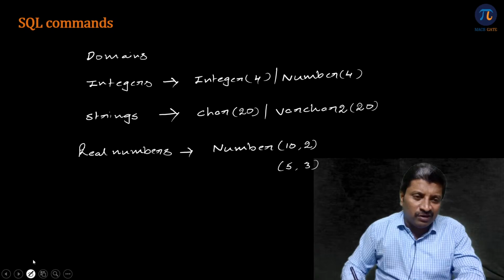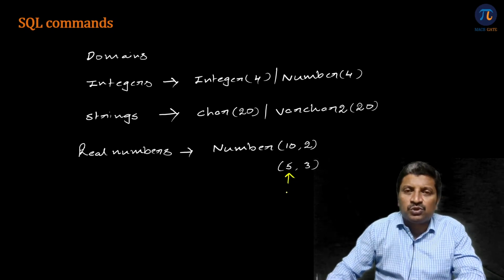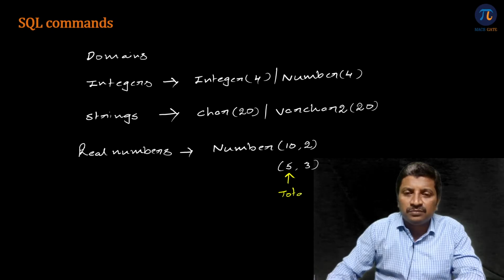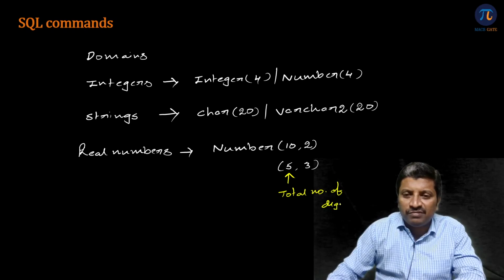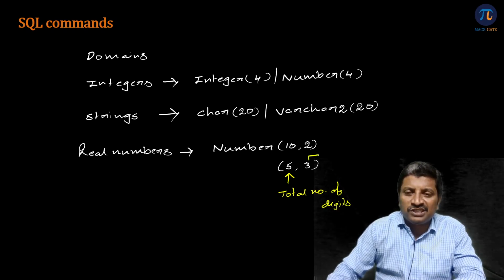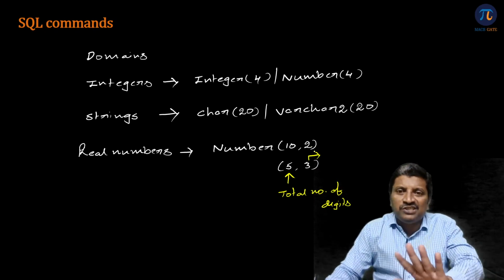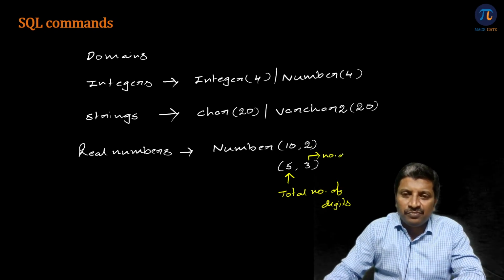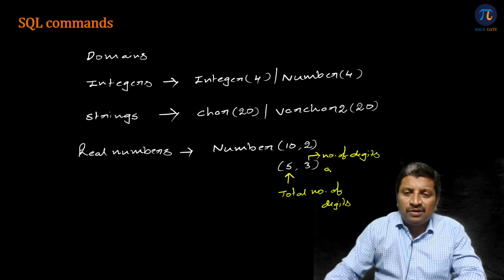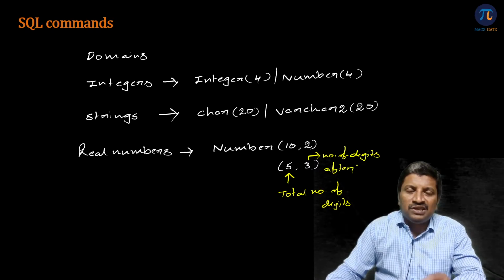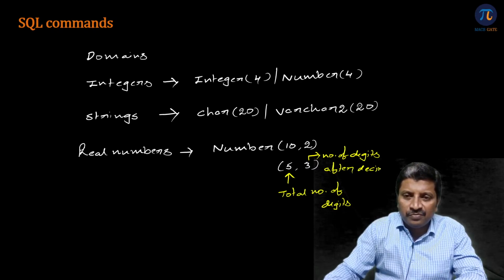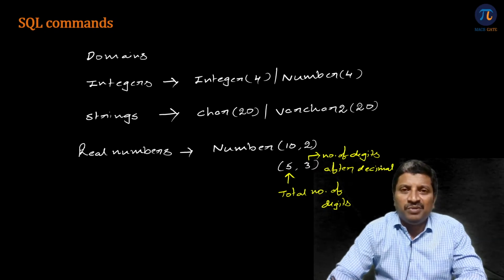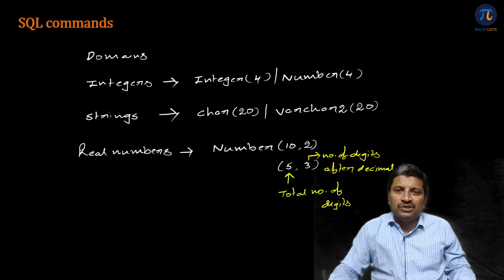Now let me explain what they mean. The first one is the total number of digits. What about the second one? The number of digits after the decimal. These are the three frequently used data types in our SQL. Am I clear up to here? So let us continue to the next one.